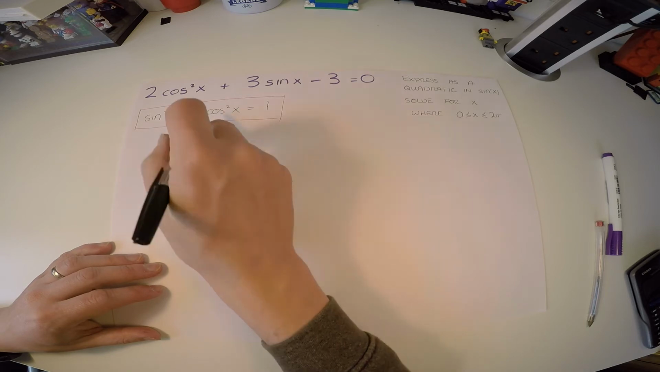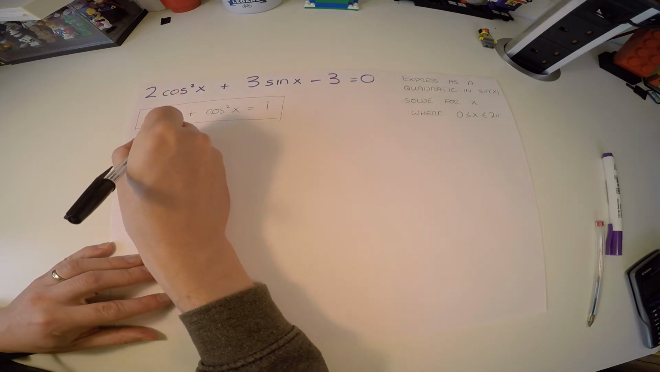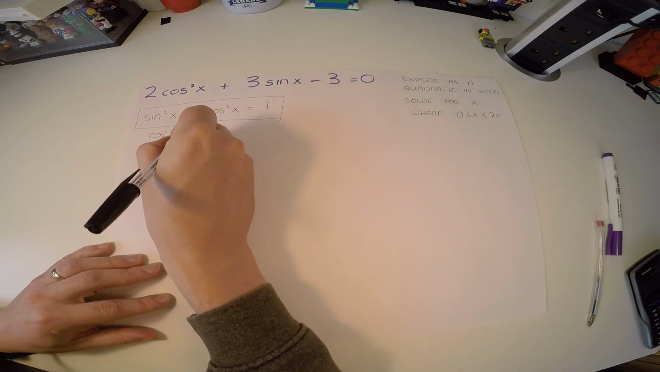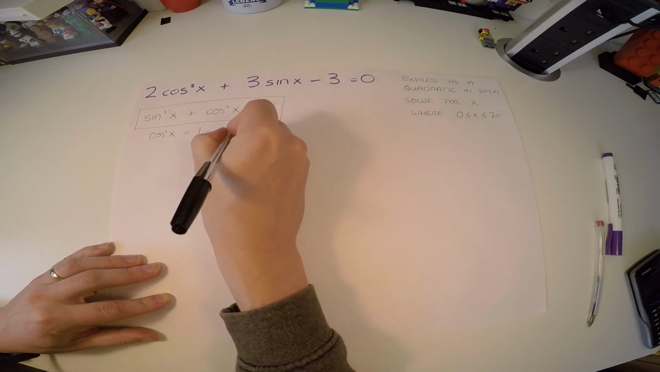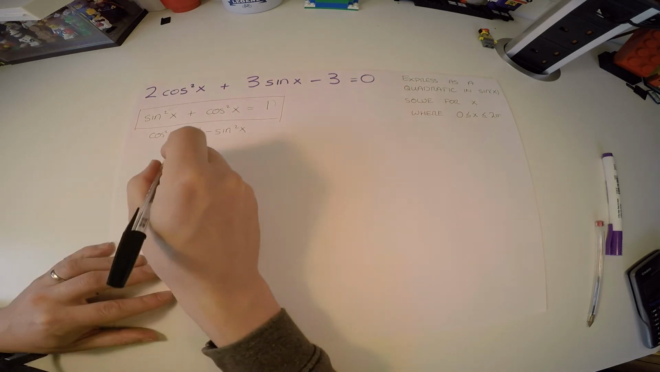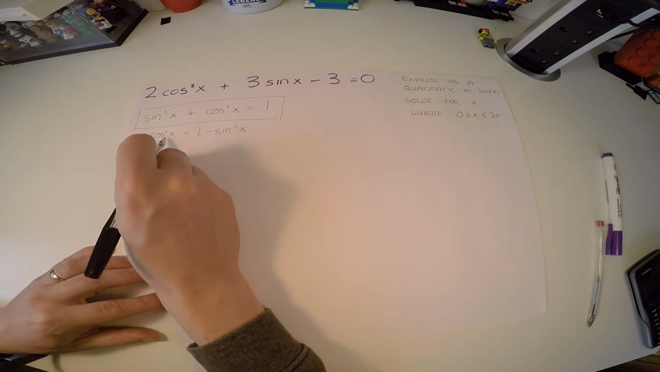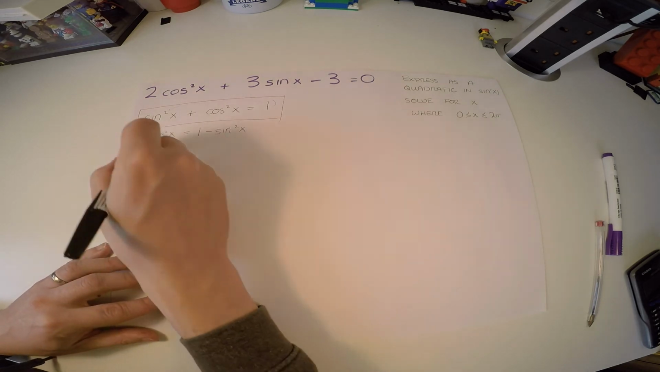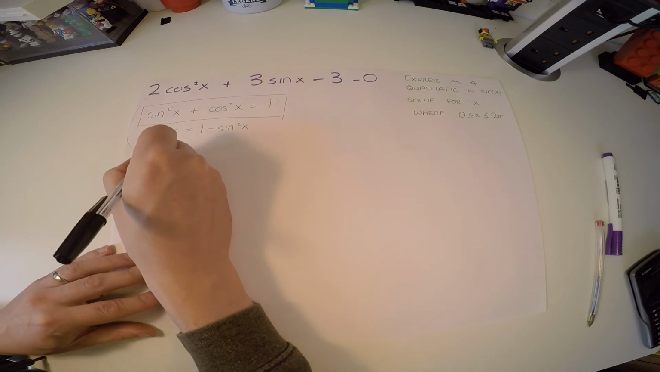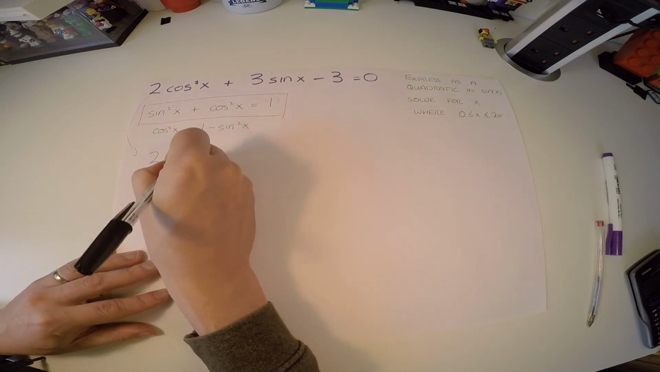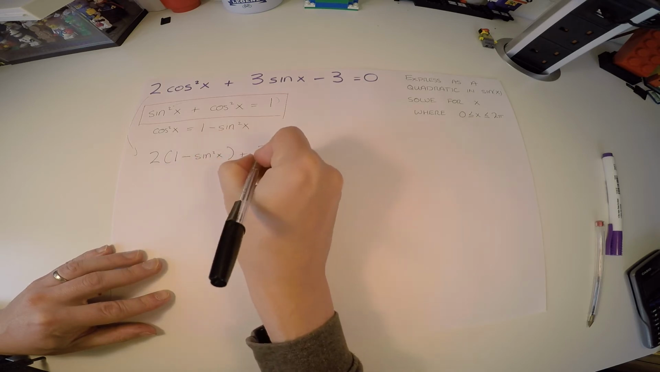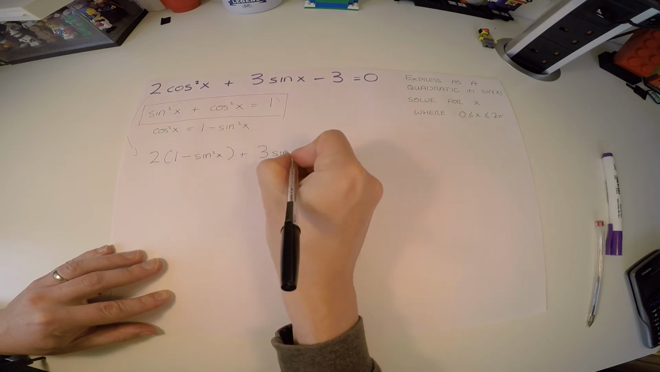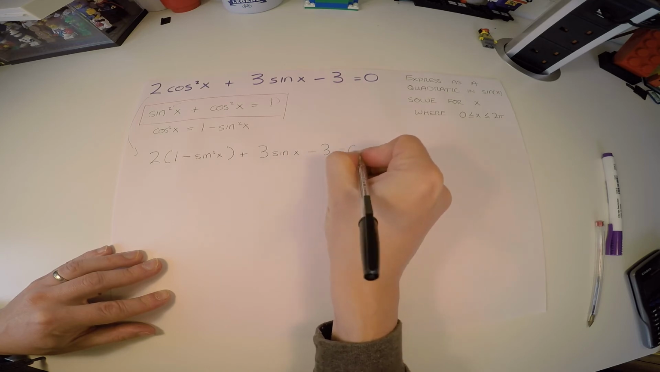So we can actually rearrange this identity to say this. We can say cos squared x is equal to 1, and when this sine squared x comes over, it's 1 minus sine squared x. Okay? So in effect, we can replace any cos squared x we see by 1 minus sine squared x. So let's rewrite our equation. 2 times 1 minus sine squared x plus 3 sine x minus 3 equal to 0.